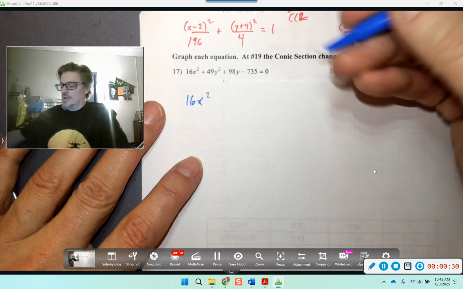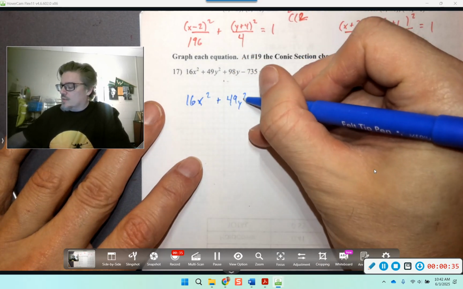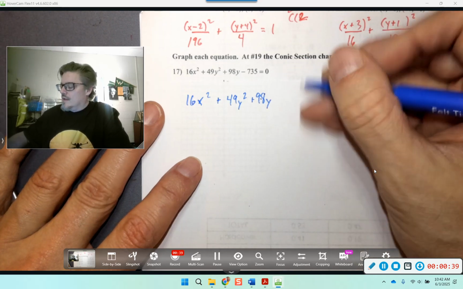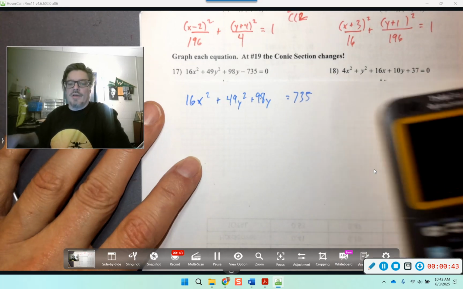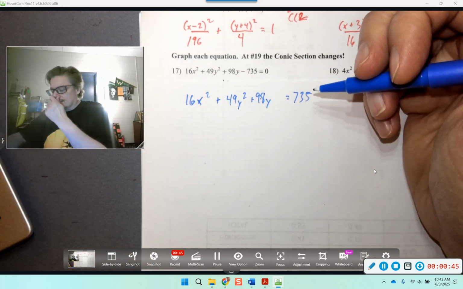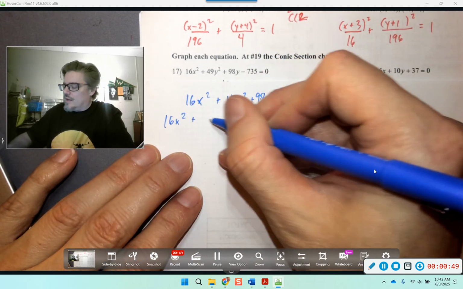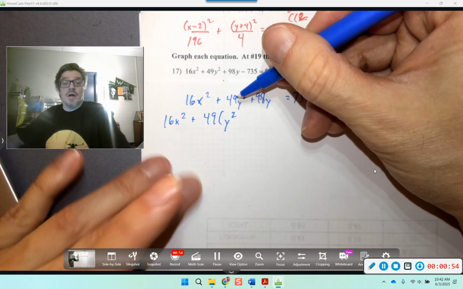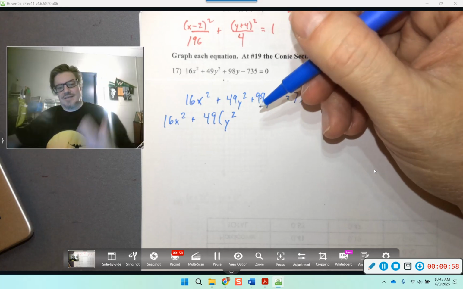So x doesn't have anything, so we're going to go to 49y squared. Keep that 98 exactly where it is, but we're going to move the 735 over to the other side, and I've got my calculator ready to go. So this will remain there. Don't lose it, but we're definitely going to want to take out a 49. This has to be 1 in order to complete the square.